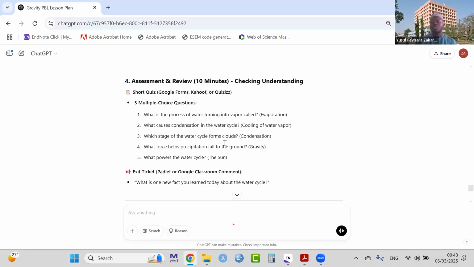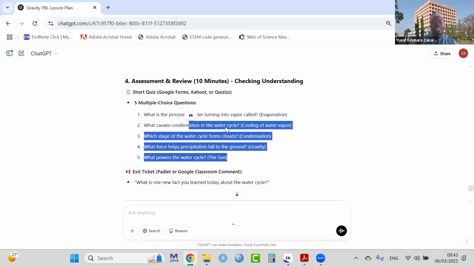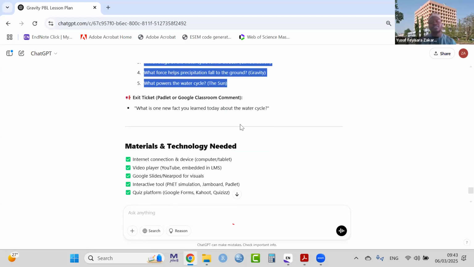Then you also do what? You check their understanding. You assess them and review what you have done. You can have some questions on wherever, and then you have the exit ticket. Exit ticket is to keep in check what you have learned and let it stay with the student before the next class. All right? So like saying, what is one new fact you learned today about water cycle?